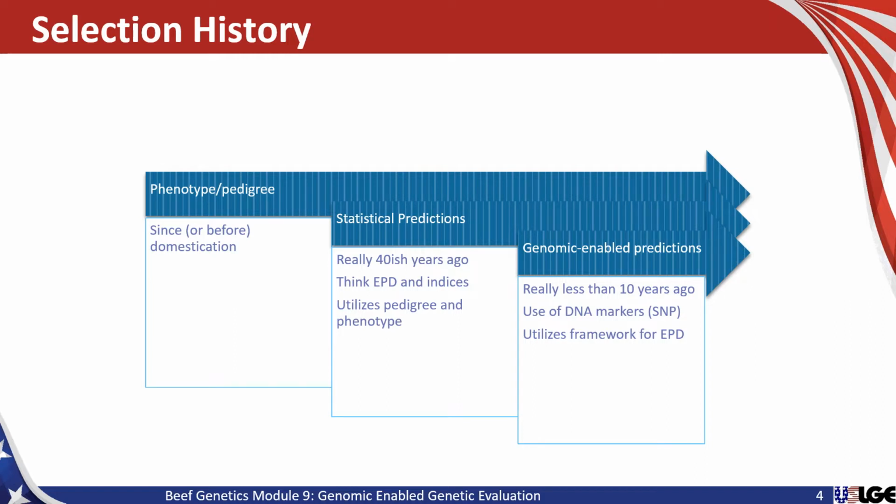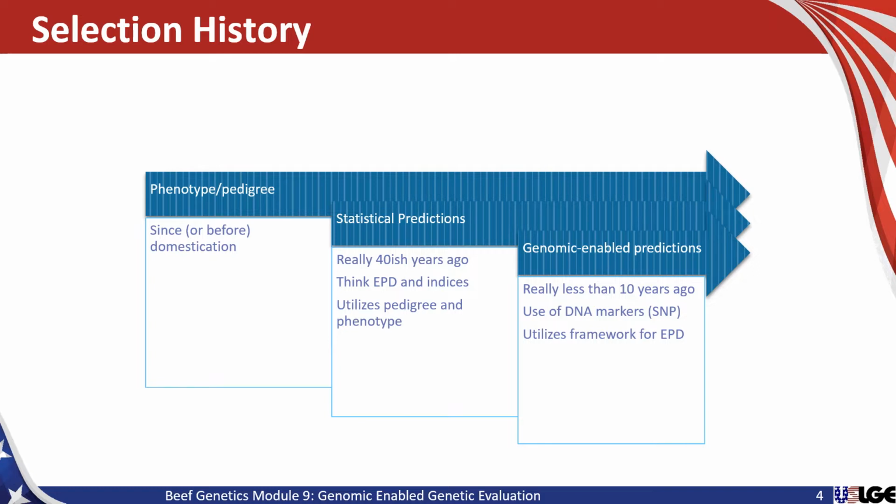If we take a historical look at selection, it began arguably around the time of domestication, where selection would have been on phenotypes, presumably those that made it easiest to domesticate particular animals. If we fast forward a considerable amount of time, we began using statistical predictions, really 4 to 5 decades ago. And these predictions are what we now think of as EPD, or expected progeny differences, and corresponding economic selection indices. These predictions utilize pedigree information as well as phenotypes.